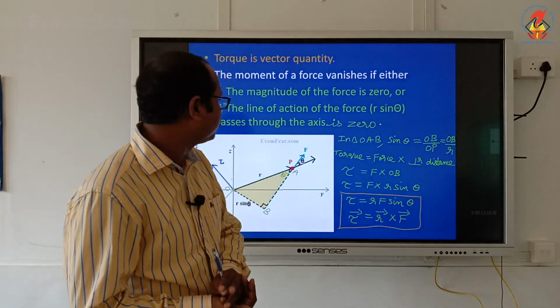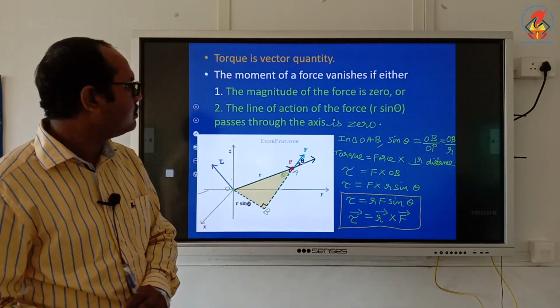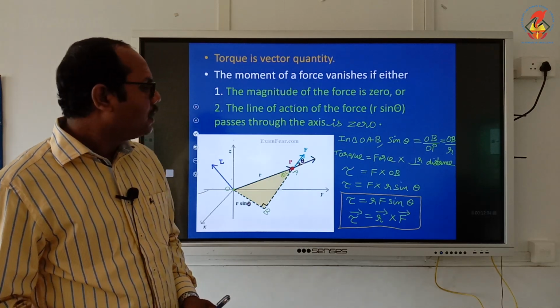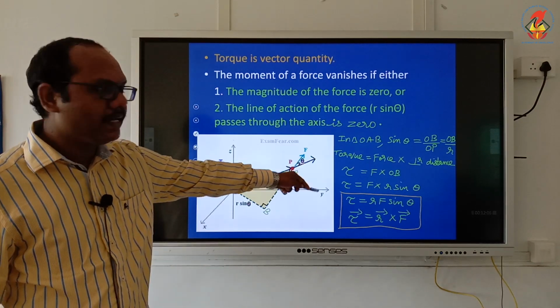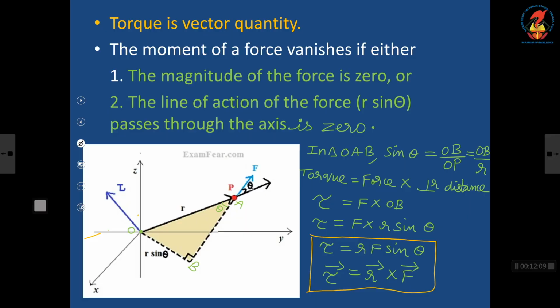Now, we can just take this down, and I have to say a little bit more. So tau is equal to r cross F or rF sin theta, and now just read this: torque vanishes when F is 0. Because of this equation, when F is 0, torque is equal to 0. When r sin theta is 0, again torque is equal to 0.